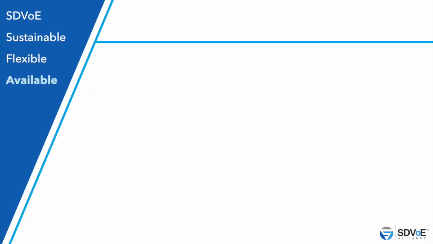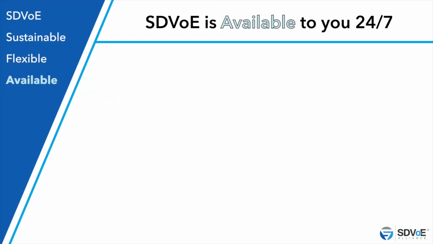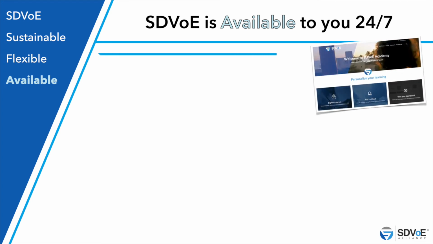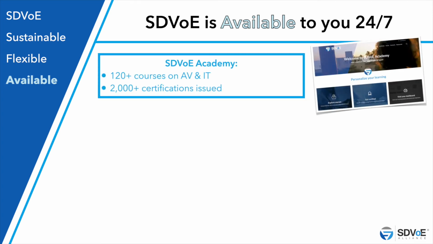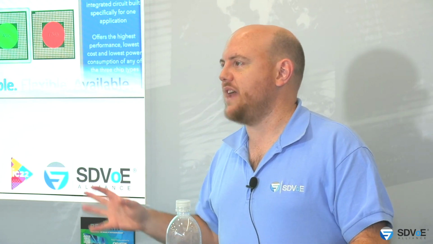We generate a lot of content. The SDVoE Academy, that's our totally free online training resource that will teach you anything and everything you need to know about AV over IP in general. It's about 120 courses today. Fewer than half of those are about SDVoE. Some of them are. We'll teach you all the details. But more than half of those are about bigger, broader topics, right?